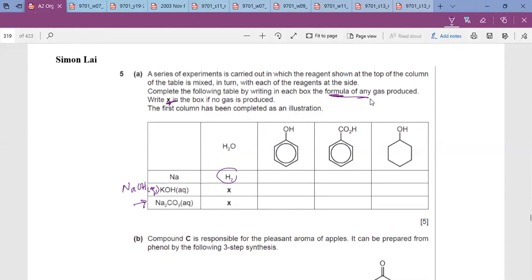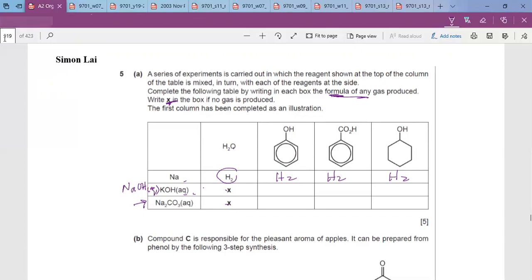Easy. Sodium and water right here: no reaction, reaction. Now here, of course, sodium being a very strong base, very awesome, so it gives H2 gas. You do it later. Now remember, it comes out.